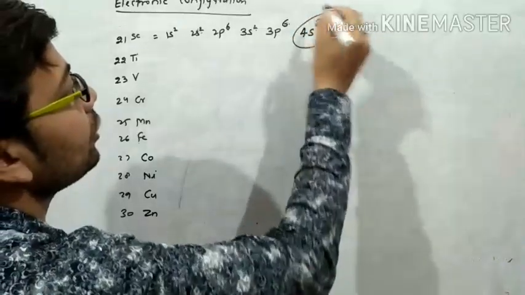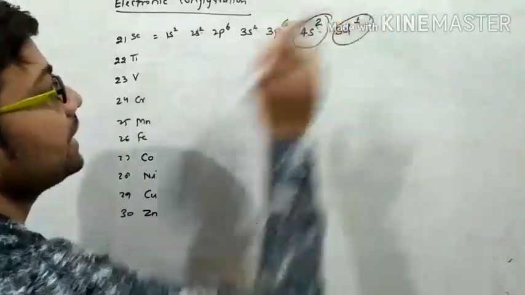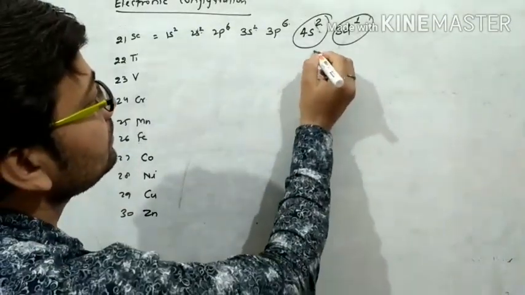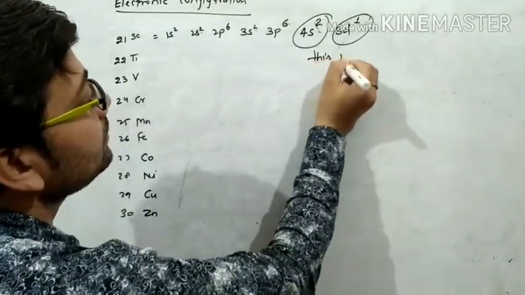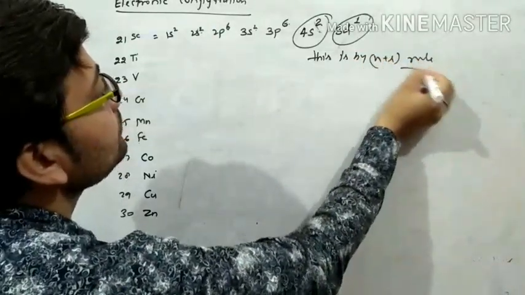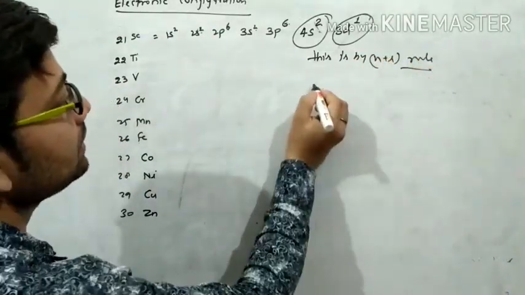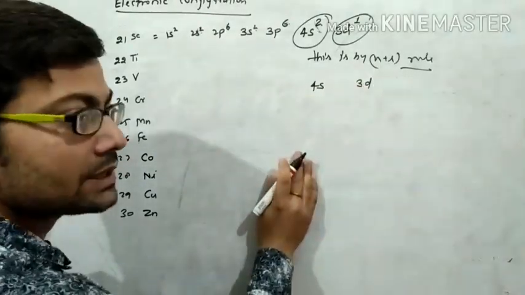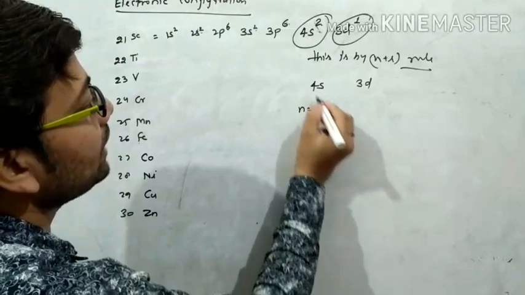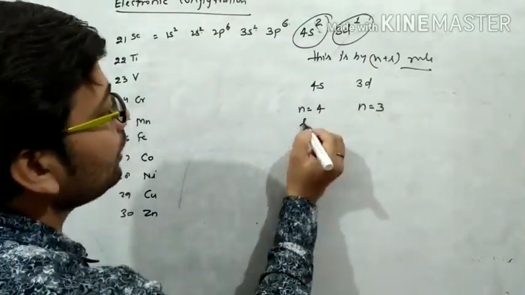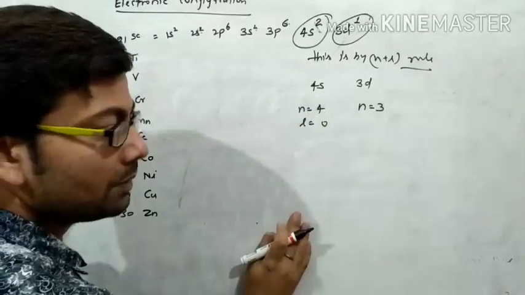Why do we fill this atomic orbital first and then this? It is according to the n plus l rule. What is the n plus l rule? Let's see here: 4s and 3d. The n value is 4 for 4s, and the n value is 3 for 3d. The l value is 0 for the s orbital.